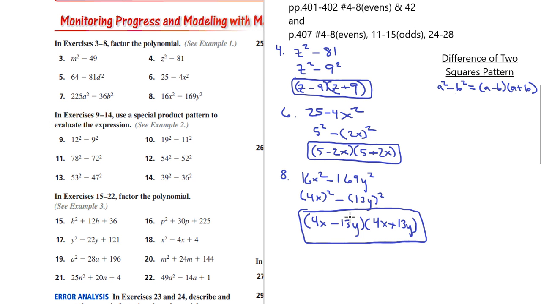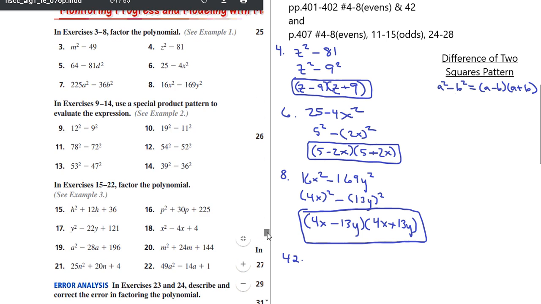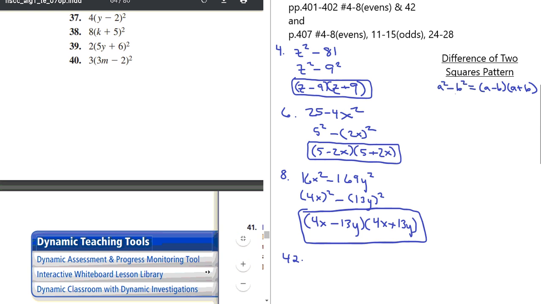All right, moving on, we have to go to number 42. Number 42. All right, give me a second to get over there.